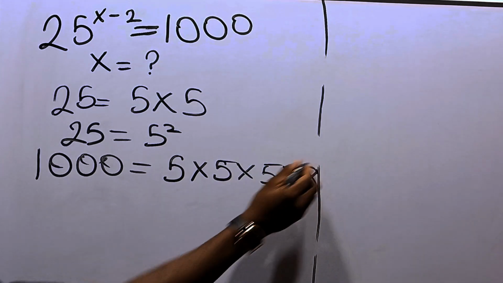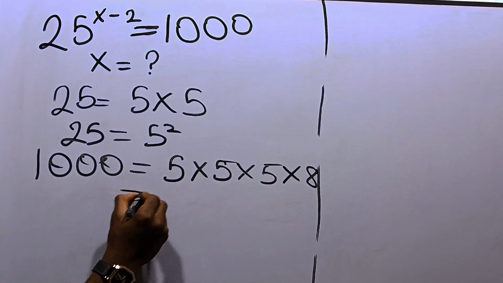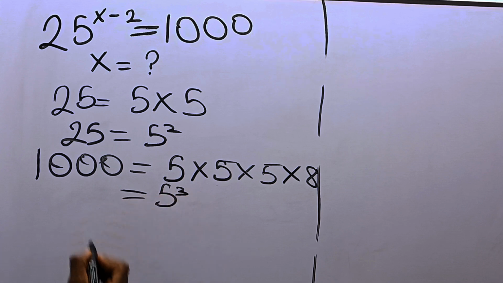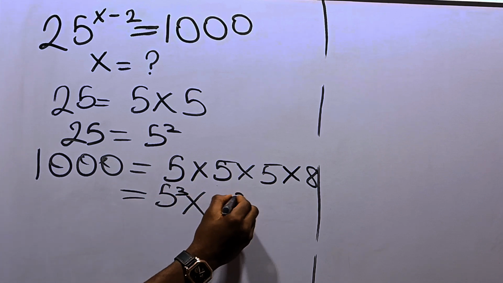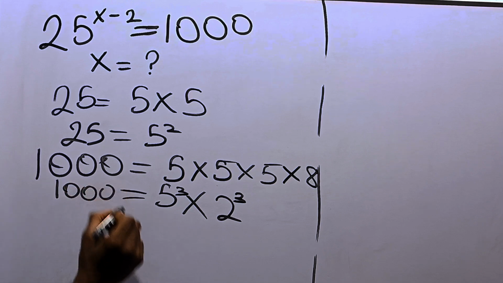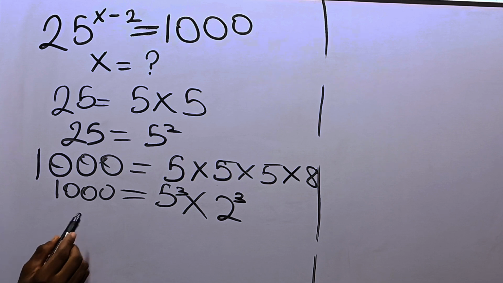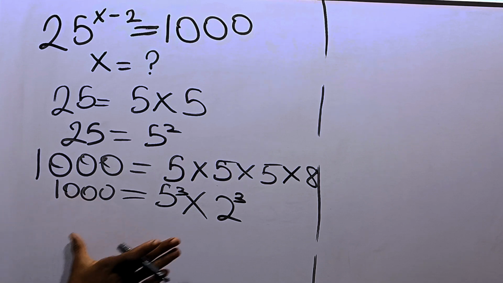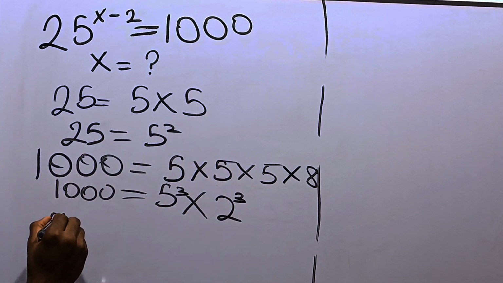Times 8. So 125 times 8 is 1000, and this is equal to 5 times 5 times 5, which is the same as 5 raised to the power 3, which is 125, and 8 is the same as 2 raised to the power 3. Hence 1000 is equal to 5 raised to the power 3 times 2 raised to the power 3.